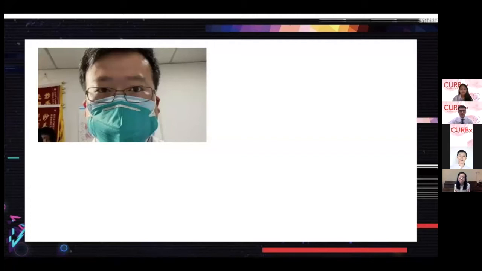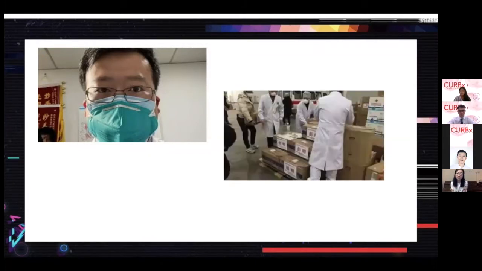The first picture is a picture of Dr. Li Wenliang, who was the whistleblower, one of the first people that went public with the story of COVID and was subsequently punished for spreading misinformation online. And the second picture is of Wuhan Red Cross, which was charged with the duty of distributing medical supplies. And that ended up with a huge corruption scandal.